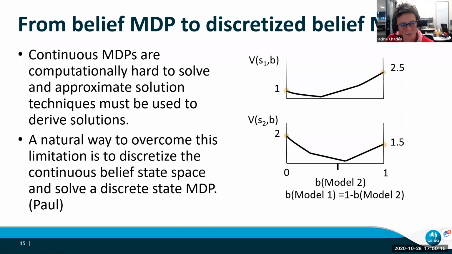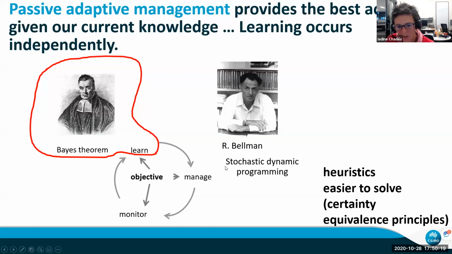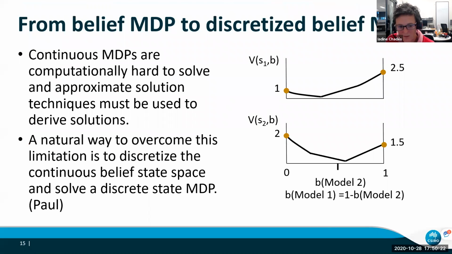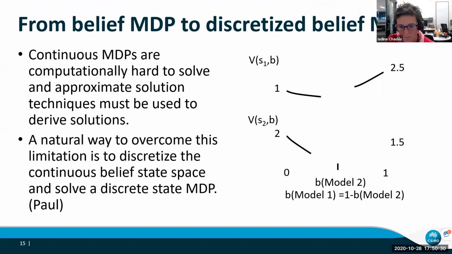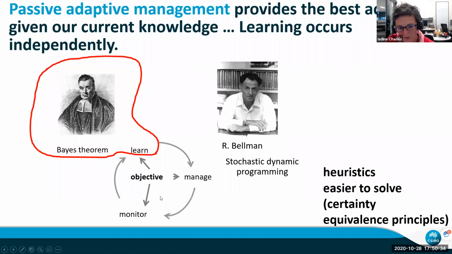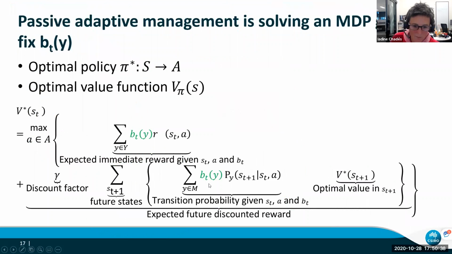So a discrete MDP instead of a normal MDP. Right, so I want to touch, basically, this concludes what I wanted to say about solving belief MDPs. And I want to touch very briefly on the case where we solve passive adaptive management MDPs, because in some cases we can't really do it.